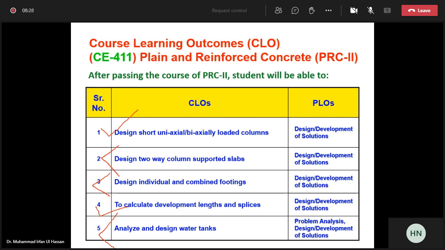We will study in detail the flat slab because you have already studied the one-way and two-way slab systems, but here the column supported slab will also be explained. Individual and combined footing will also be explained, that is, how to design the foundation system, how the loading is transferred from the superstructure to the substructure, and how to design the multi-column footing. And then you can calculate the development length and splices.